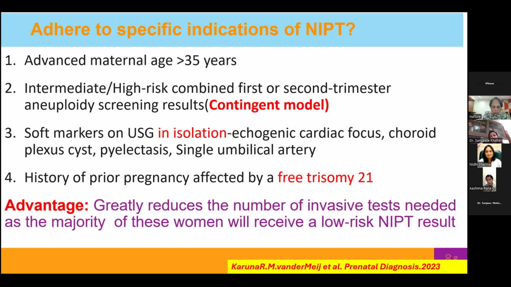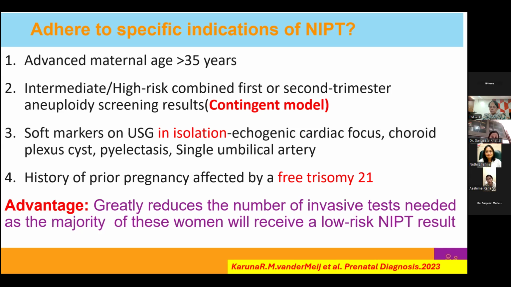Okay, ma'am. Here we have a question from Dr. Nidhi. What is free trisomy 21? Free trisomy is when an extra 21st chromosome is lying alongside the 21st chromosome; there is no translocation of the 21st chromosome with any other chromosome. Okay, all right, ma'am.